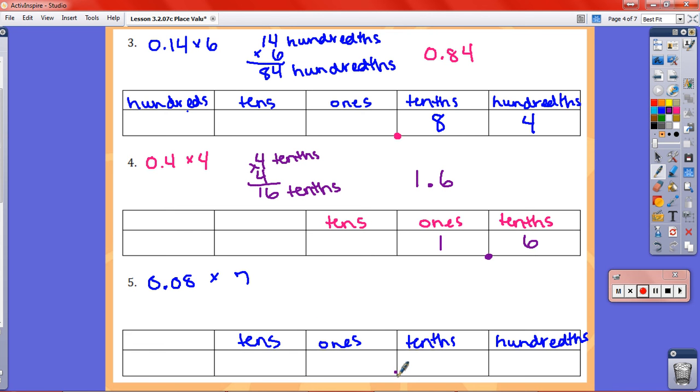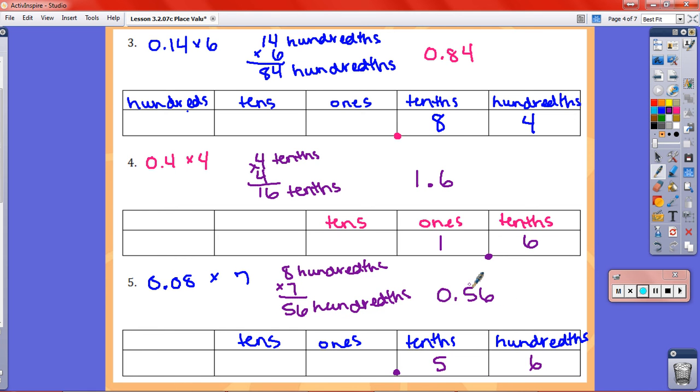Decimal goes between the ones and the tenths, and we're multiplying 8 times 7, but it's 8 hundredths times 7. So our answer is in hundredths. We get 56 hundredths. So the 6 goes in the hundredths column, the 5 goes in the tenths column, and we have 56 hundredths. We don't even say it differently. It's the same thing as 0 ones, 5 tenths, and 6 hundredths, but we say it 56 hundredths.